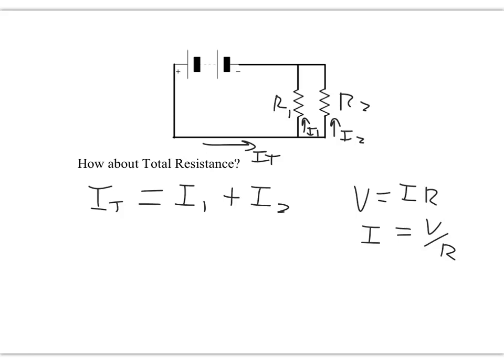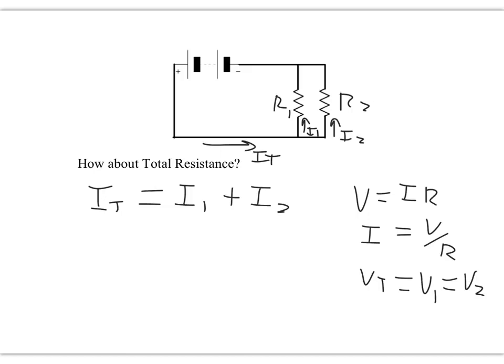And then the second trick is that the total voltage in a parallel circuit is the same as the voltage drops across each of the individual resistors. So the voltage drop across resistor 1 is equal to the total voltage provided by the battery, as is the case with the voltage drop across resistor 2. It's also equal to the voltage drop across the battery.